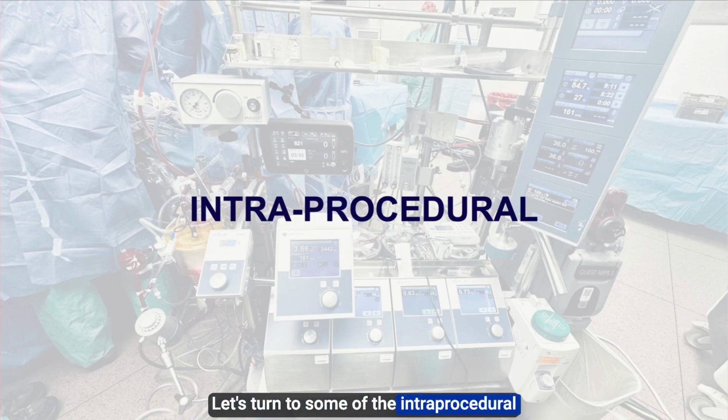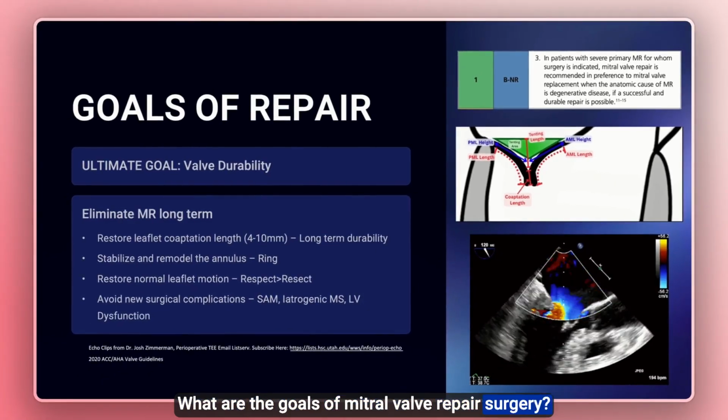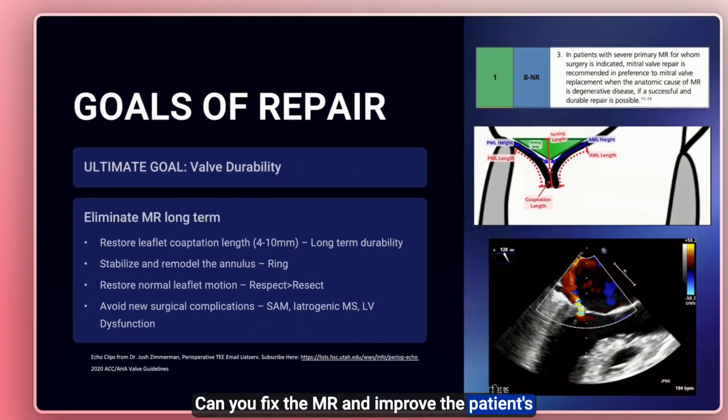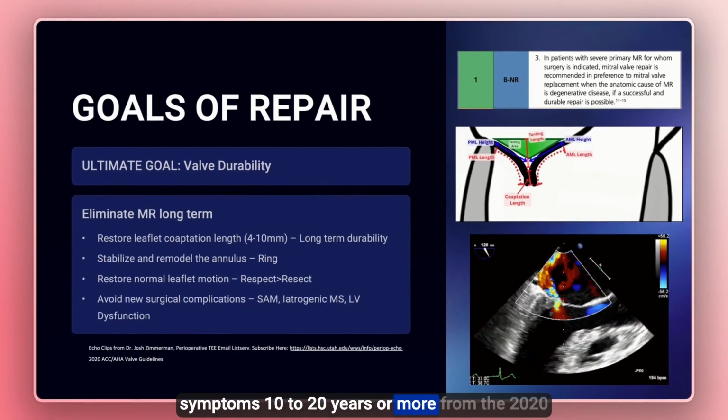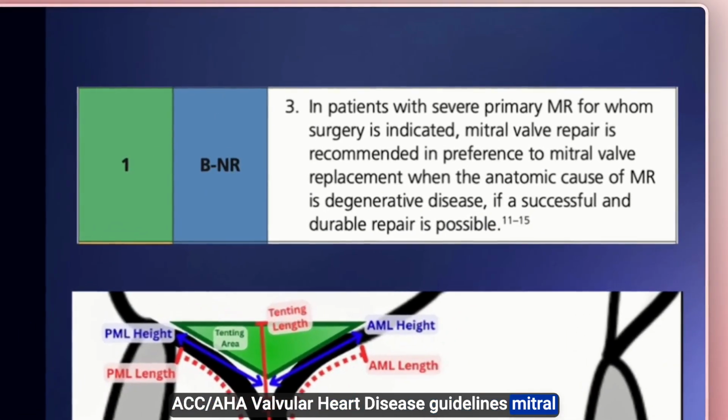Let's turn to some of the intraprocedural things to know during these surgeries. What are the goals of mitral valve repair surgery? The ultimate goal here is valve durability. Can you fix the MR and improve the patient's symptoms 10 to 20 years or more? From the 2020 ACC/AHA Valvular Heart Disease Guidelines, mitral valve repair is recommended over replacement when the anatomic cause of MR is degenerative and a successful and durable repair is possible.